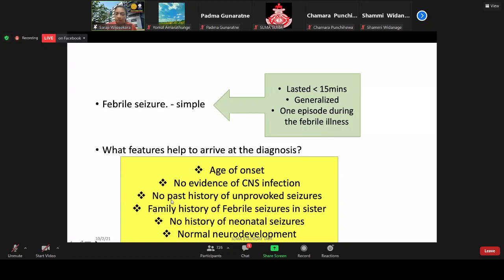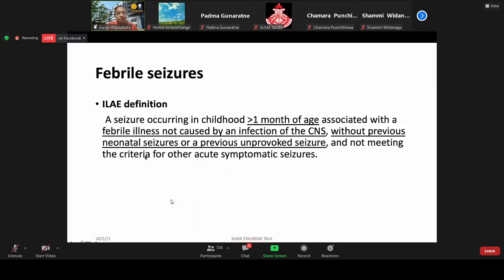The family history of febrile seizure in the sister is also mentioned. There's no history of any neonatal seizures. Why I mentioned that, I will explain to you in the next slide. And also the patient's neurodevelopment is normal. When you look at the ILAE definition, this is way back; there are several other definitions that have come to date, but we take this as the definition that we use for febrile seizures.